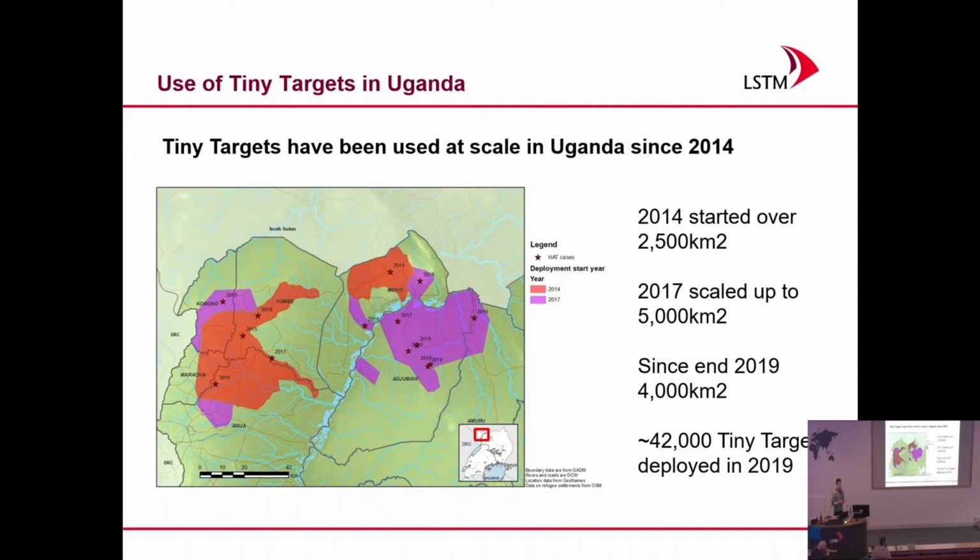And to give you an idea, last year in the 2 deployments, it was about 42,000 tiny targets that were deployed along the riverways here. And those are deployed by people on foot. It's a huge amount of effort for the teams, and it is by and large managed by the National Control Programme in Uganda, working through district entomologists who are in each of these districts.